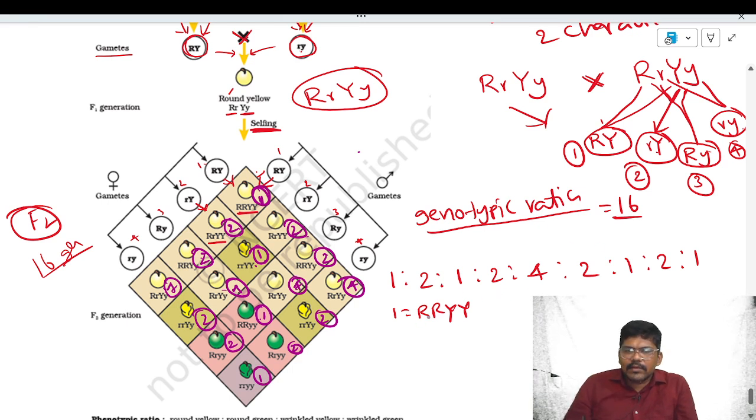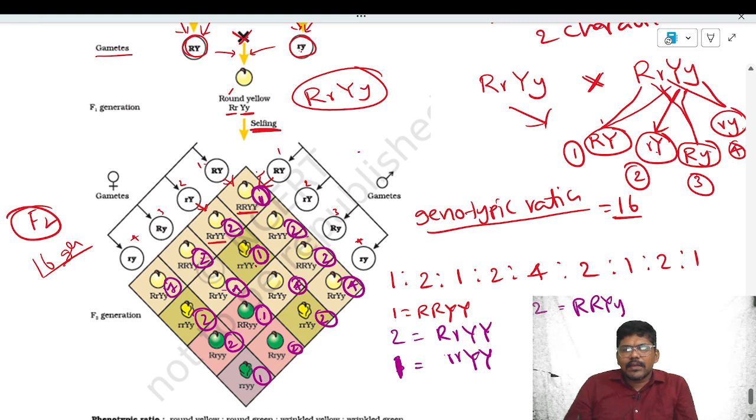This is the genotype. 1 capital R, capital Y, next 2 capital R, small r, capital Y, capital Y. Next 1 is to 2 is to 1. Next 1 small r, capital Y, 1 is to 2 is to 1 is to, next 2 capital R, capital Y, small y, 2 is to 4. There are 4 heterozygous genotypes. 2 is to 4 is to again 2.